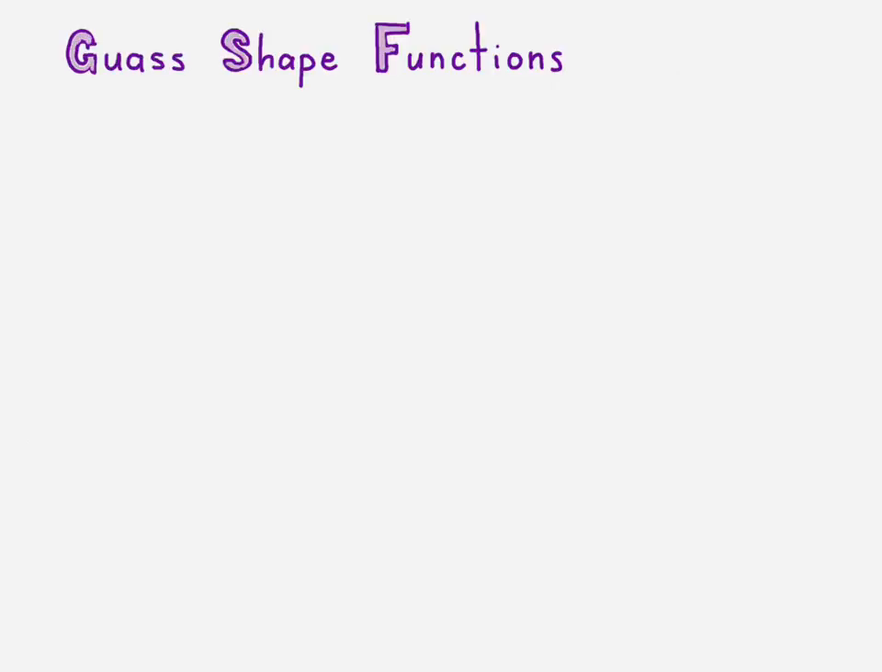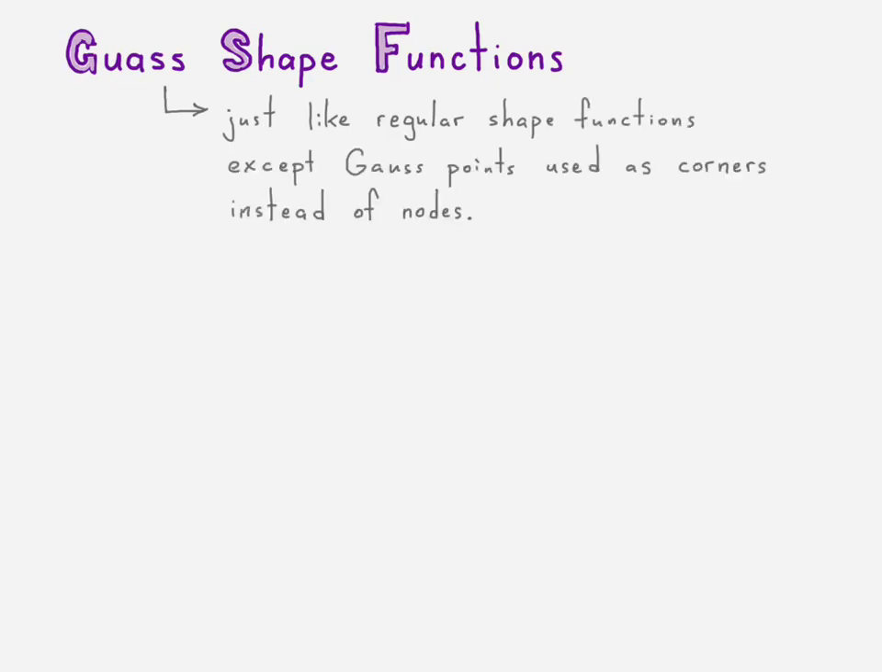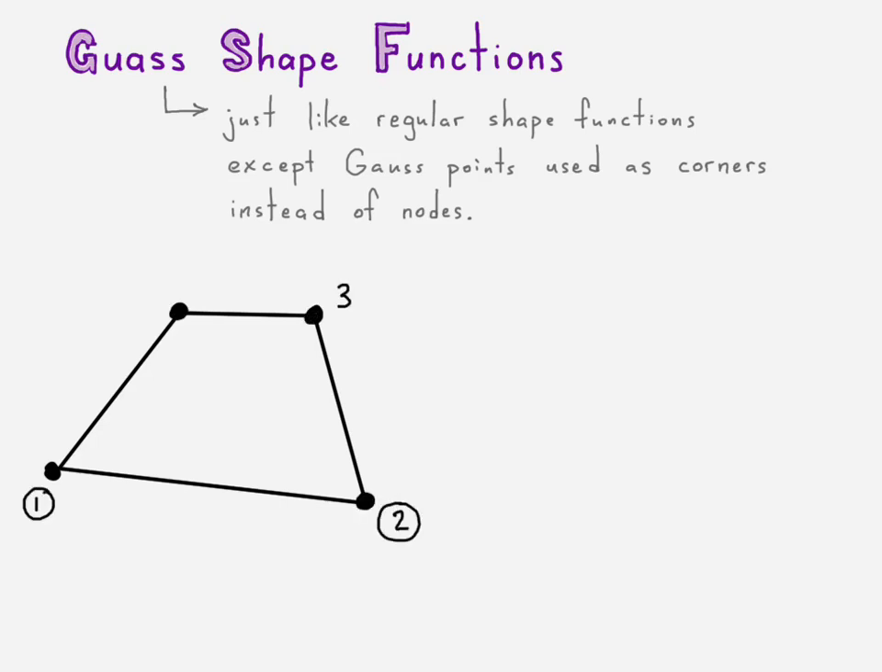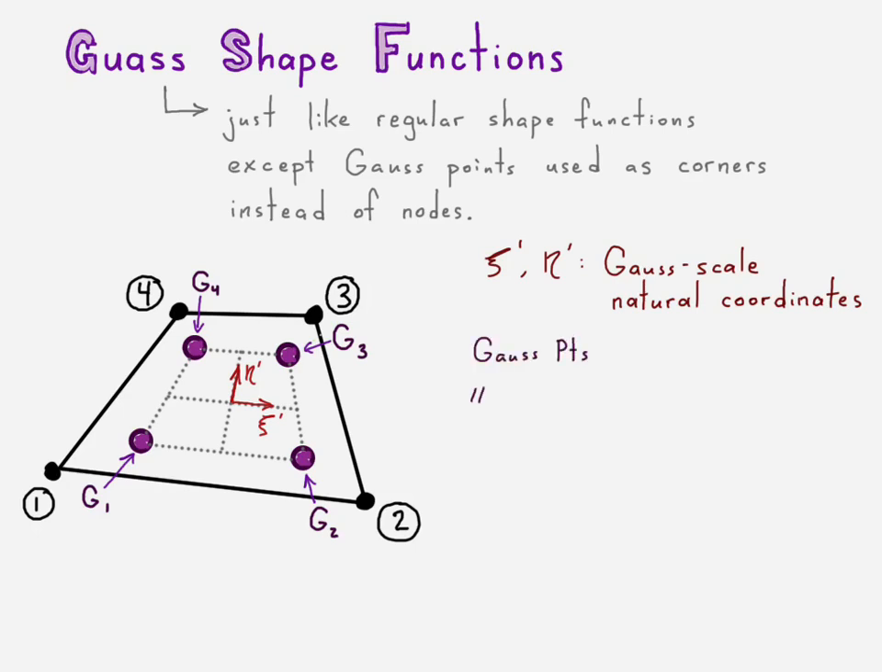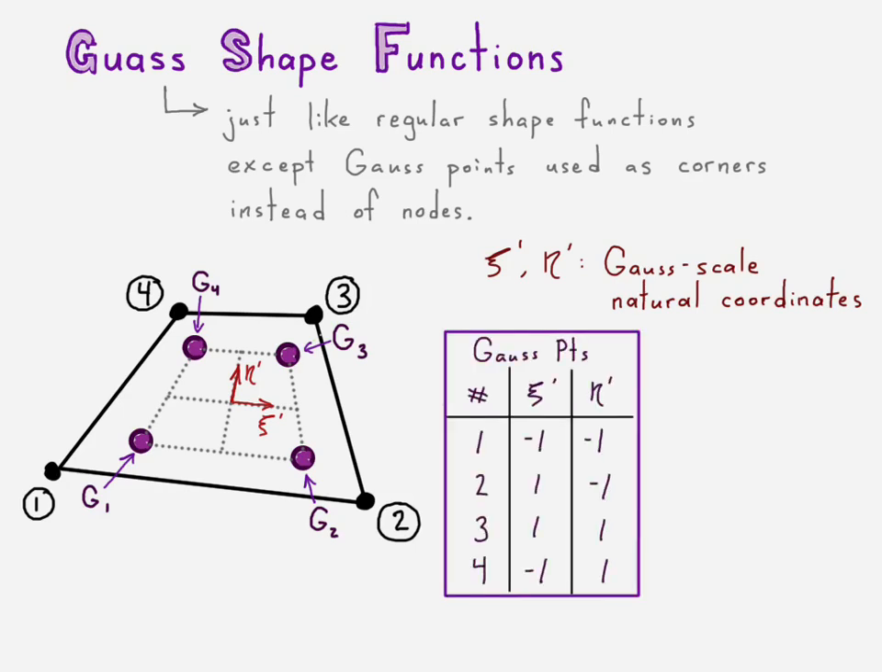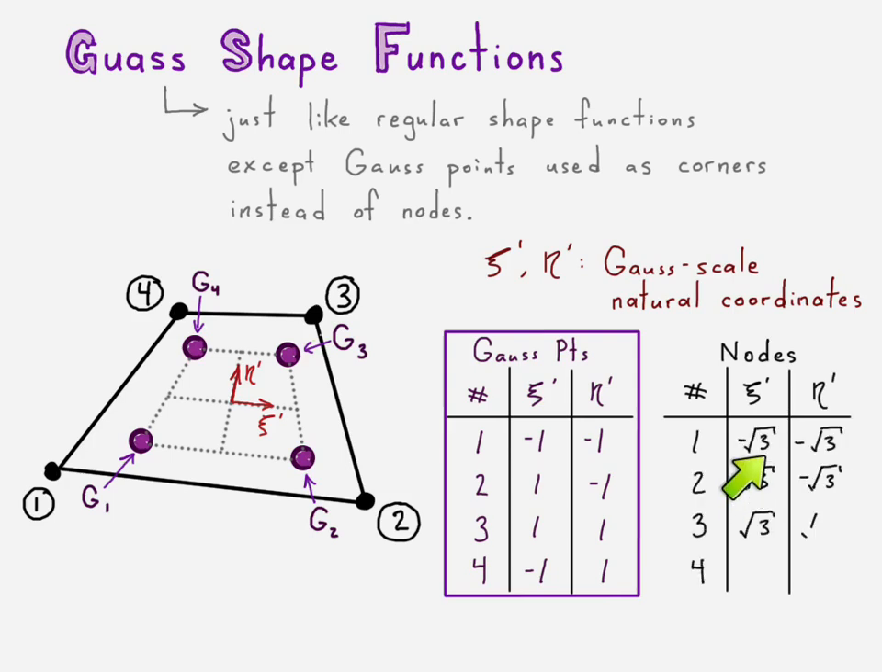All right, let's go ahead and take a look at the Gauss shape functions. Just like, as we just mentioned, just like regular shape functions, except the Gauss points are used as the corners instead of the nodes. It just changes the scale. So that's kind of like a little teeny tiny grid. Okay. There are these natural coordinates that we just put a little prime at the end of to say, hey, these are the Gauss-scale natural coordinates. And so the Gauss points, using those Gauss-scale natural coordinates, those become -1 and 1, where the nodes, those then become plus and minus square root 3.